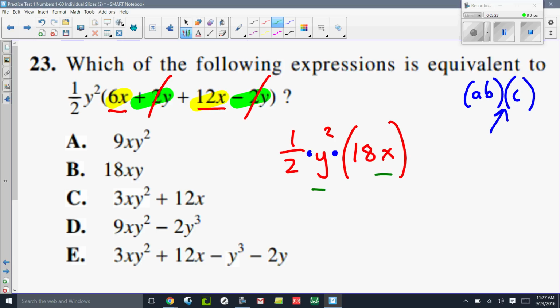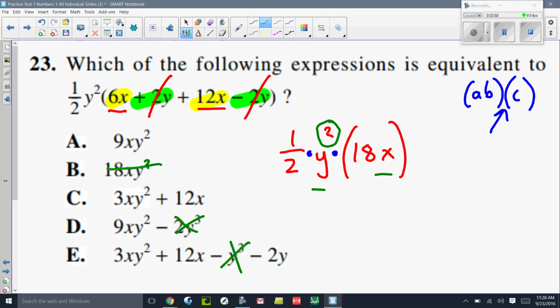So the highest power of y we could possibly have is y to the power of 2. That allows me to eliminate this answer because we have y to the power of 3. It allows me to eliminate this answer because we have y to the power of 3. It allows me to eliminate this answer because we don't have y to the power of 2. So really the only options here would be A or C.